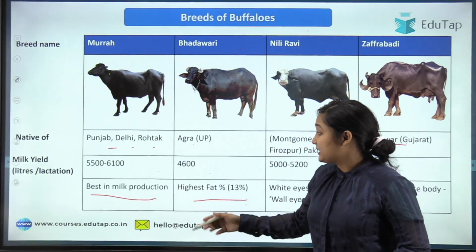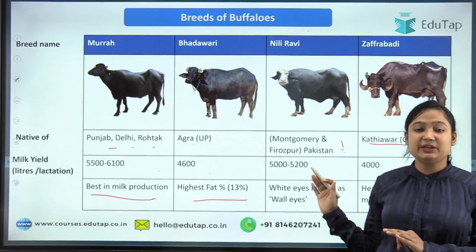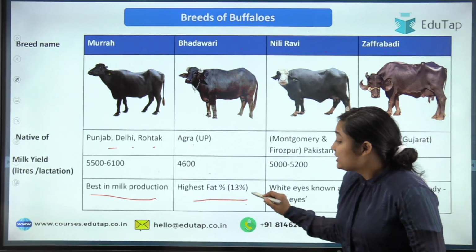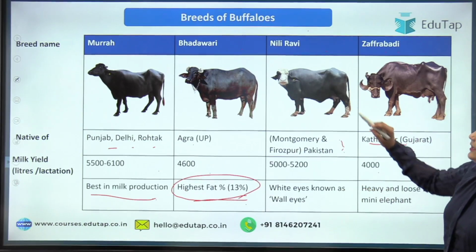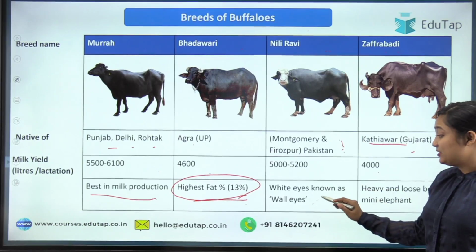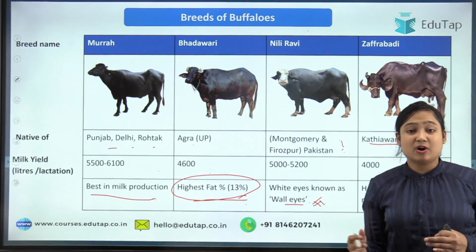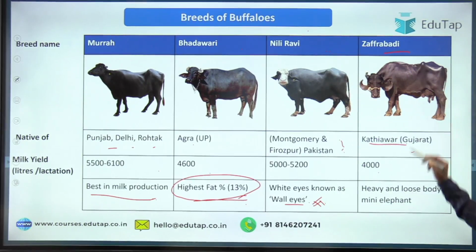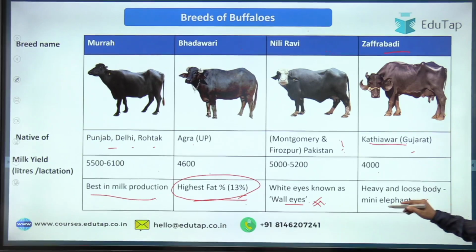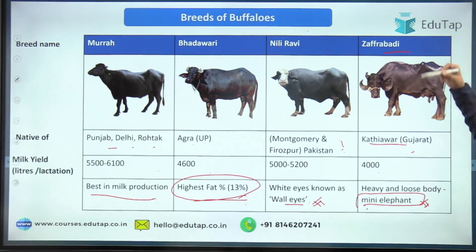Then again they can ask you for the indigenous species, so you should know that these are the indigenous breeds of the buffalo that we discussed. Another question can be the highest fat percent, so you will answer Bhadavari. Then talking about Neeli Ravi, they can ask which one has wall eyes or white eyes, so your answer will be Neeli Ravi. Talking about Zafrabadi, the question can be which is called the mini elephant. So your answer will be Zafrabadi.